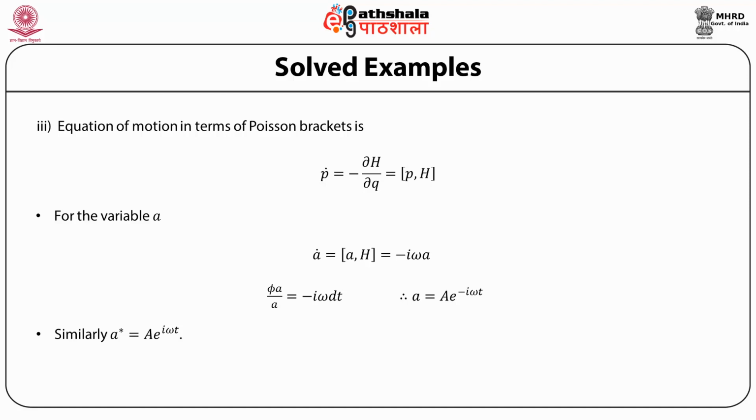The solution of this is simple. a is equal to some constant times e to the power minus i omega t, and similarly for a star. So in terms of a and a star, the Hamiltonian takes a particularly simple form, and the equations of motion are very simple and can be easily integrated.